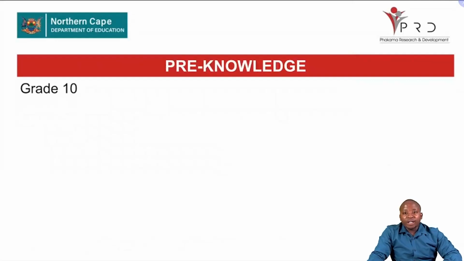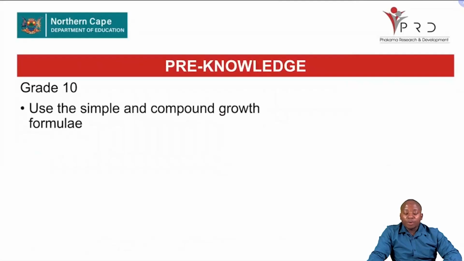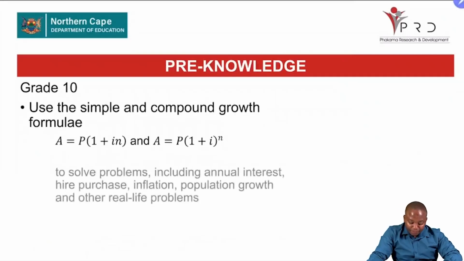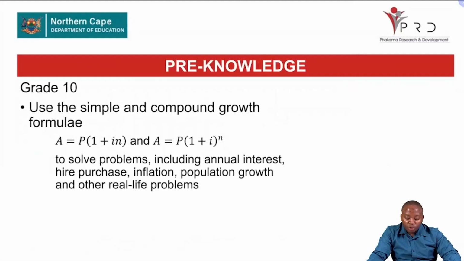But before you went into grade 11, you were supposed to know the following. You were supposed to be able to use the simple and compound growth formulae, which are as follows. The simple growth formula is A equals P into 1 plus IN, close bracket, and the compound growth formula is A equals P, open brackets, 1 plus I, close bracket, raised to the power N. We utilize these formulas to solve problems including annual interest, hire purchase, inflation, population growth, and other real-life problems.